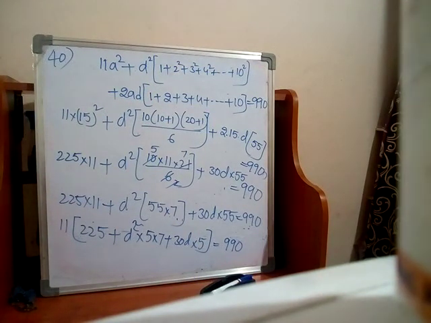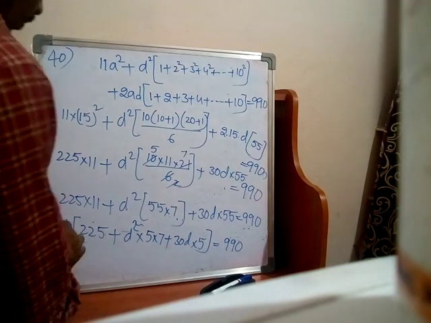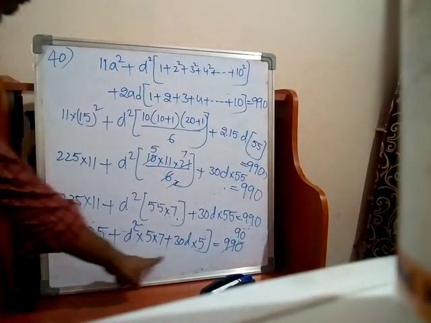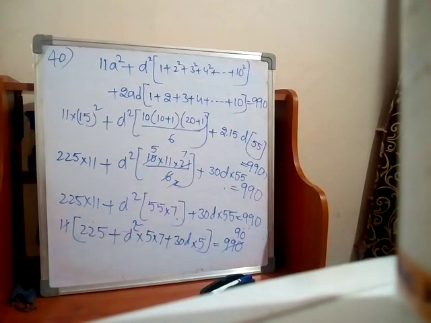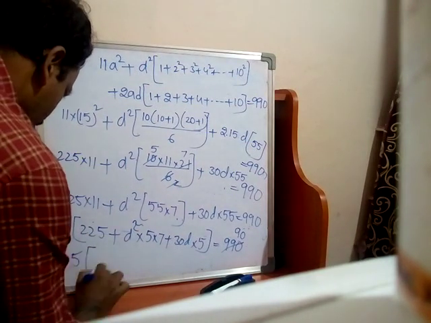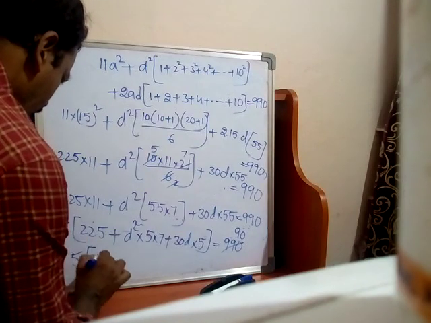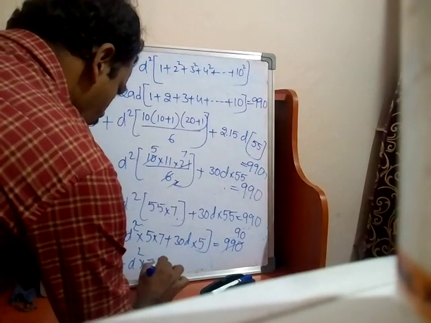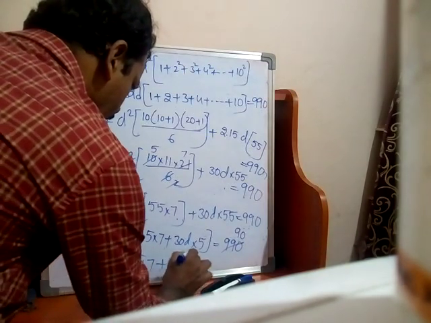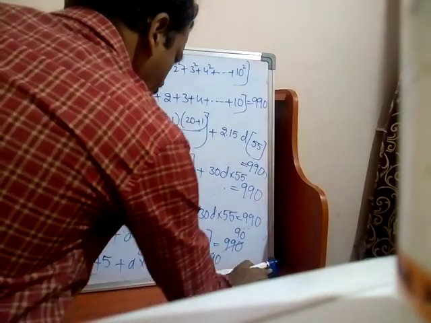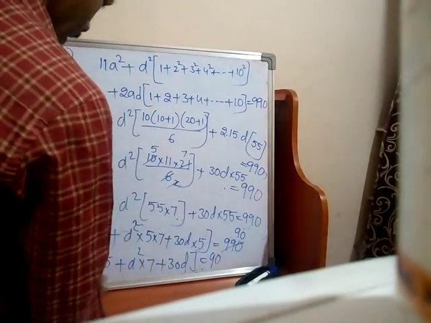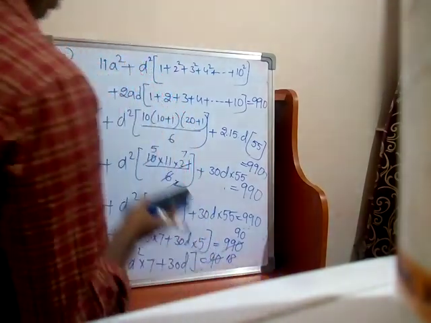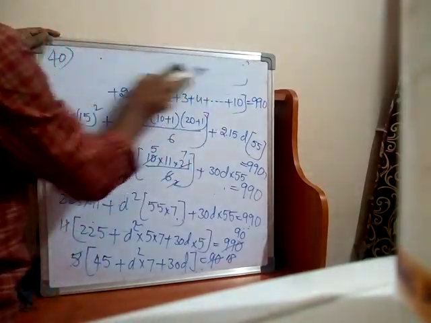Okay, so 11 table, how many times? 9 times, 90. And one more, next we have to take common 5 also. So by taking common 5, 5 4s are 20, 5 5s are 25, plus d square into 7 plus 30d is equal to 90. So 5 table, how many times? 5 1s are 5, 5 8s are 40, 18 times.